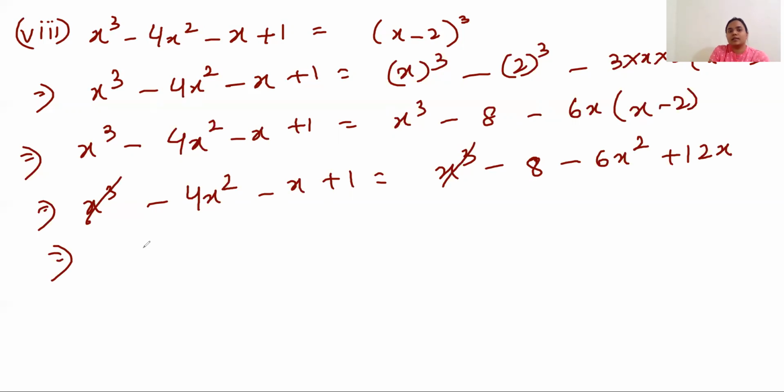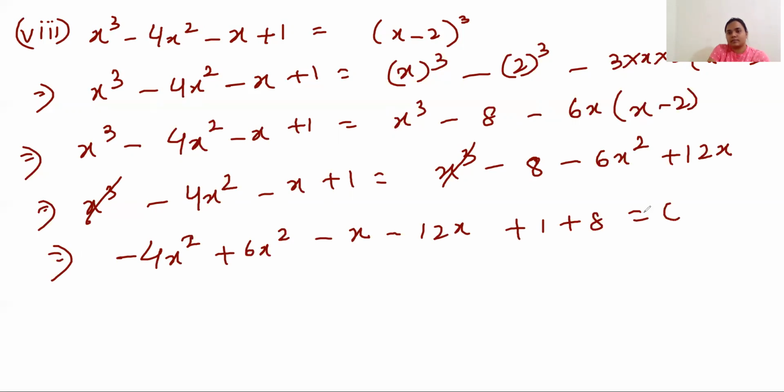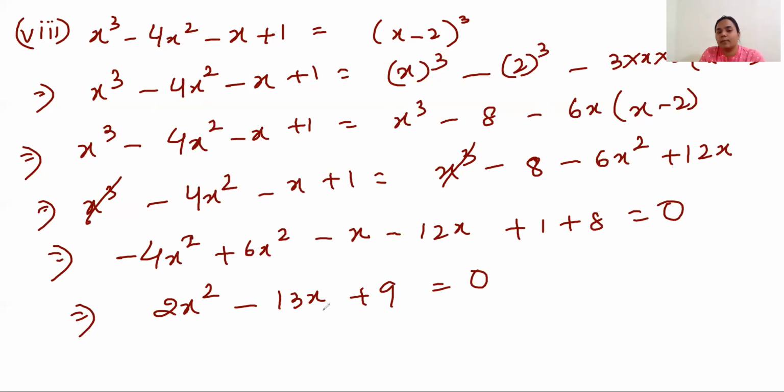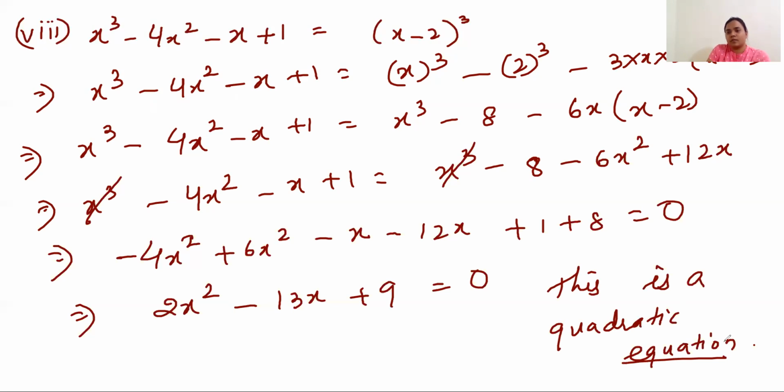X cube and x cube will get cancelled. Minus 4x square plus 6x square minus x minus 12x plus 1 plus 8. So this is in the form of ax square plus bx plus c is equal to 0. So hence this is a quadratic equation. Okay, so I hope it is clear till now which one is a quadratic and how we should check which one is a quadratic and which one is not.